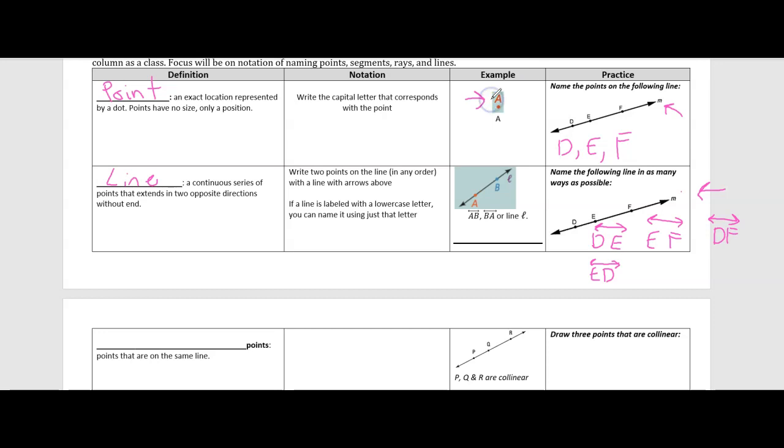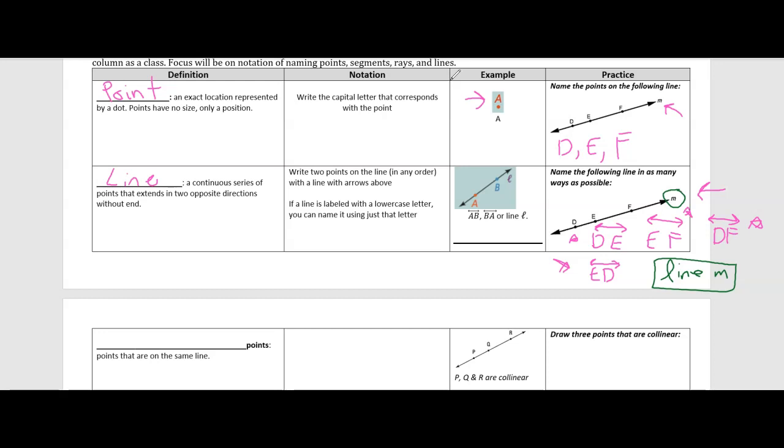Now, if you have a letter that's not on the line, so this little M right here, that's not a point. That is just the name of the line. Instead of choosing 2 points, it would also be A-OK to just write line M. So you could write what I have boxed in green, or you could go with any of the pink notations as well.